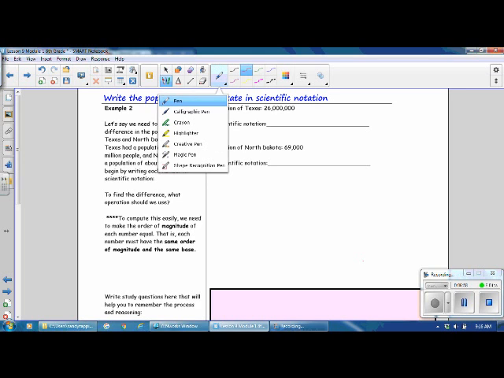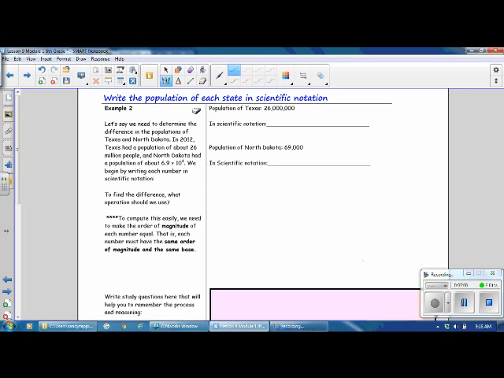What I want you to notice is that we have two different forms of a number. We have a standard notation of 26 million and scientific notation. In order to find the difference, they need to be in the same form. Since we're working with scientific notation, we will put them both in scientific notation and then find the difference. Remember that difference means subtraction.